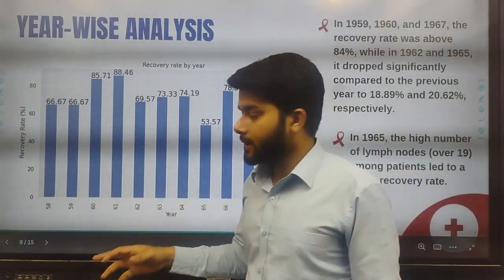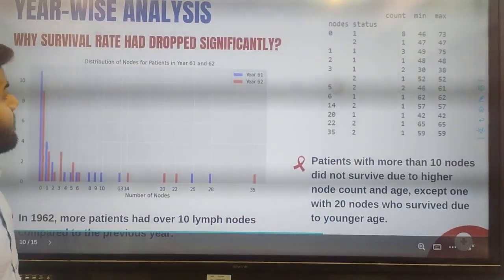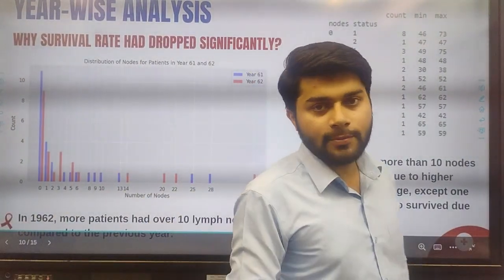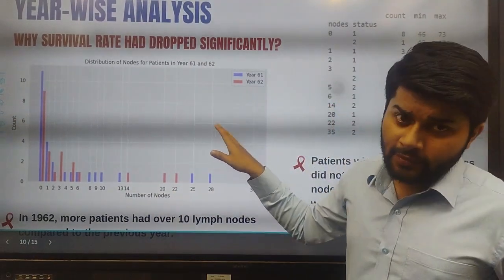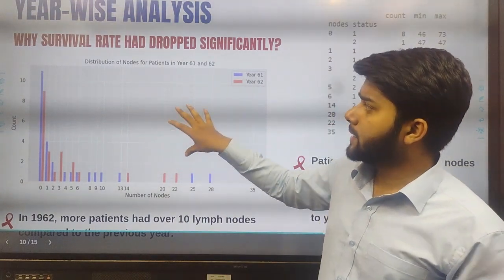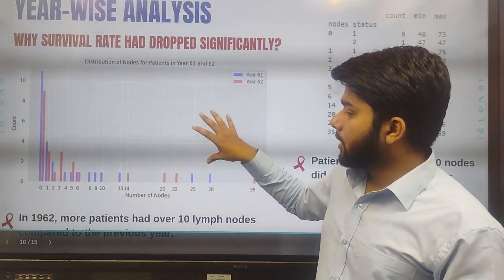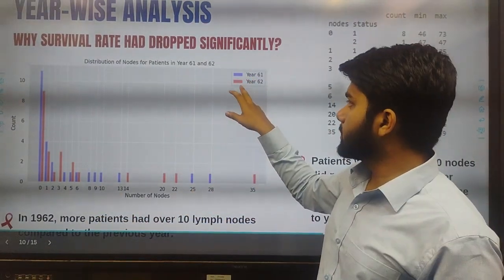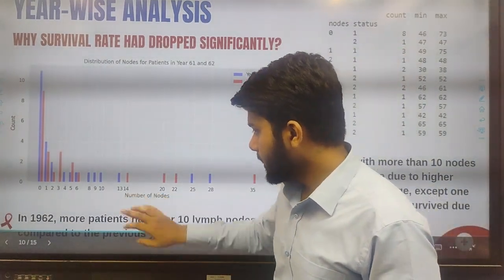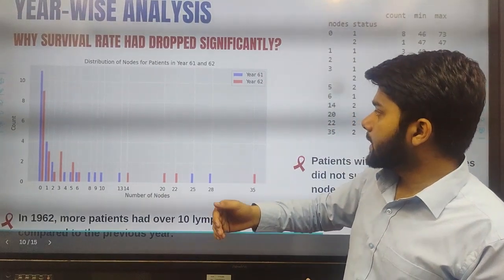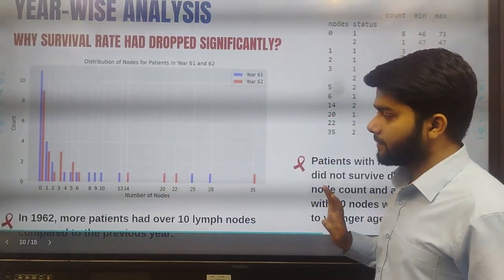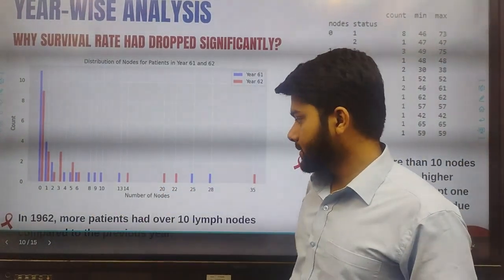So let's do a deeper analysis of that, starting from 1962, to find the reason behind the significant drop in the survival rate. I compared it with the previous year, so for 1962 we have to compare with 1961. This comparison distribution plot shows us the reason. The red bar shows the year 1962. We can clearly see from here that the patients that came in that year have higher lymph node counts of 14, 20, 22 and 35, as compared to 1961.